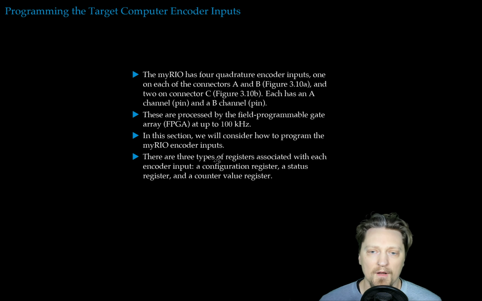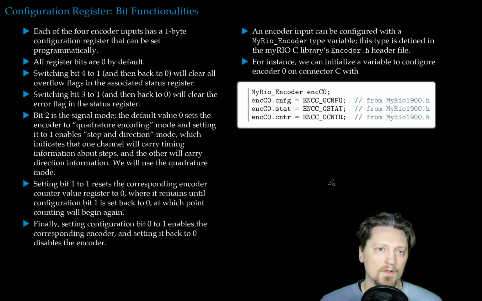There are 3 types of registers associated with each encoder input: a configuration register, a status register, and a counter value register. So first, the configuration register. Bit functionalities. Each of the 4 encoder inputs has a 1-byte configuration register that can be set programmatically. All register bits are 0 by default.